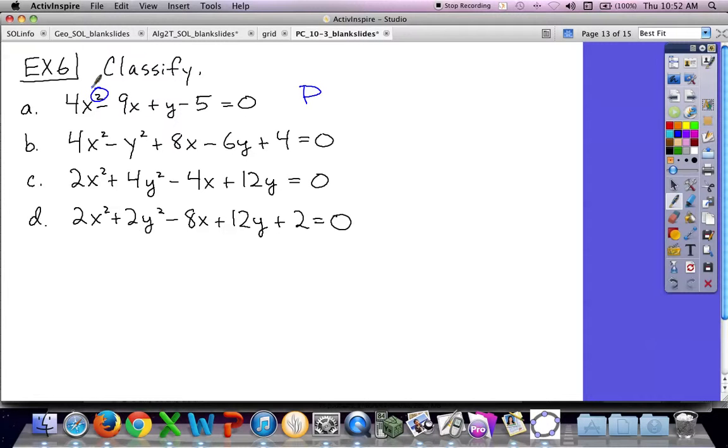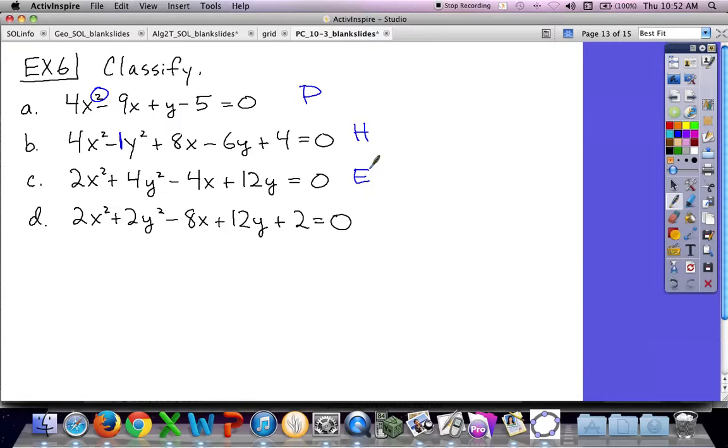Okay, the next one, A is 4 and C is -1, right? Which one is it? Hyperbola, they have opposite sign. Okay. All right, the next one, A is 2 and C is 4. They're both positive. Which one is that? Ellipse, right? Ellipse, they're not equal, but they are the same sign.